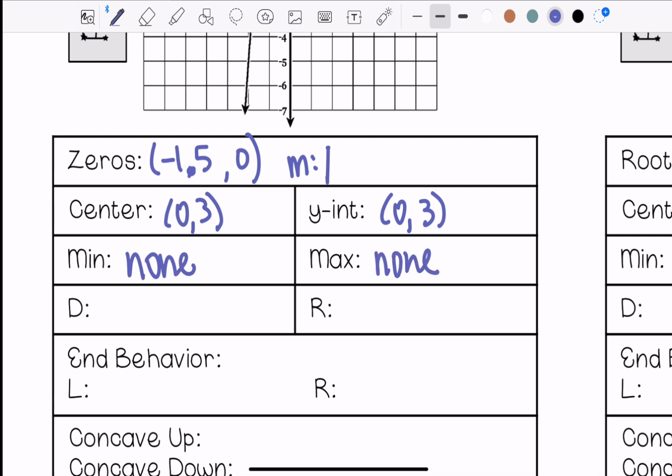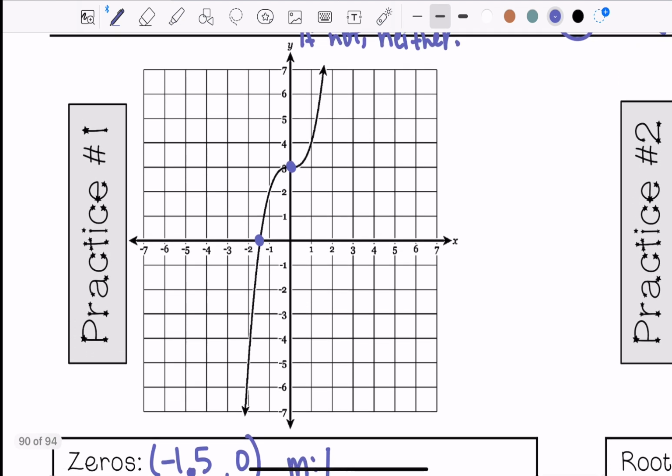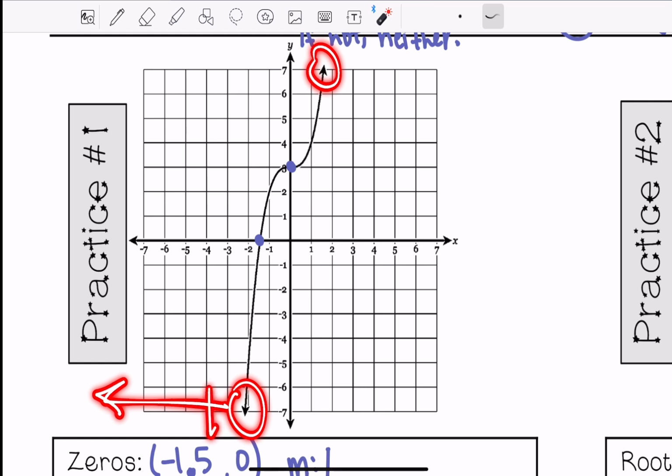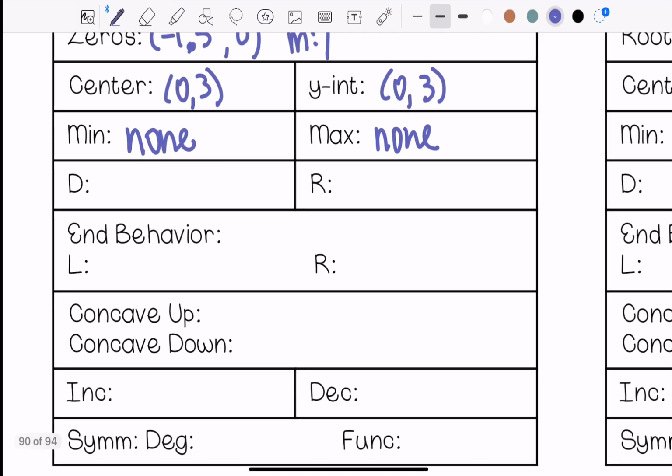Our domain and range we already talked about. Because the arrows are going in opposite directions here and here. This one is going to the left and down. This one is going to the right and up. That means we cover from negative to positive infinity on the x-axis and from negative to positive infinity on the y-axis. So our domain and our range is going to be all real numbers, which is just from negative to positive infinity.